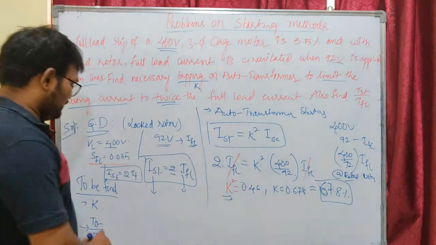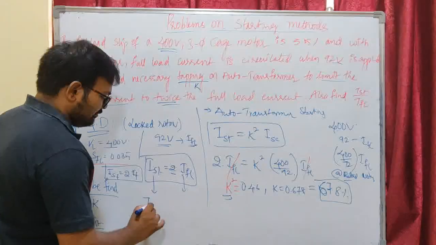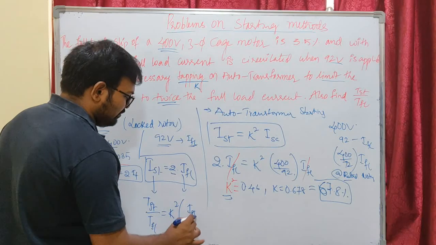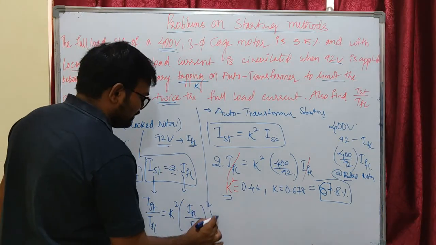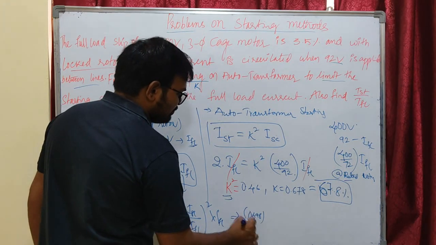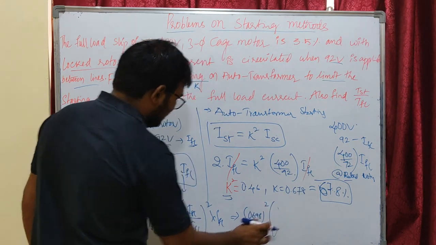Now let us find the second question, that is the TST by TFL ratio. For the auto transformer, the ratio is equal to K square times (ISC by IFL) whole square into SFL. So the ratio will become 0.678 whole square into (ISC by IFL).